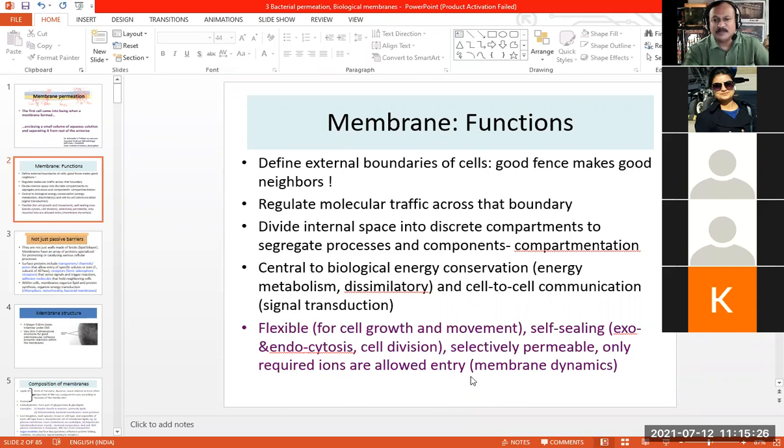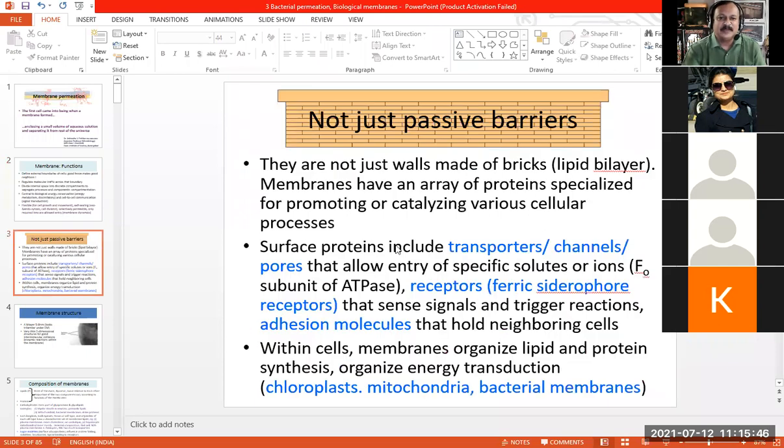So all these things come under the topic of membrane dynamics, because the membrane is not just a passive structure, but a dynamically active structure. And because of the activity of the membrane, we have so many different things happening in the cell. So these are not just passive barriers, it is not like a wall which is made up of bricks.